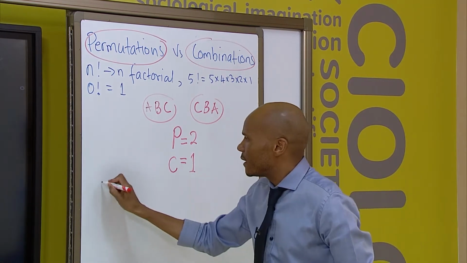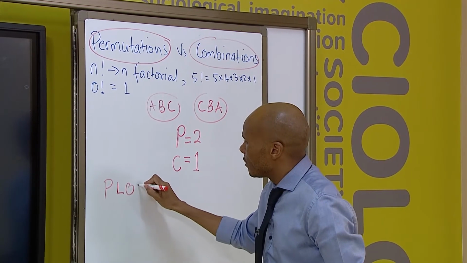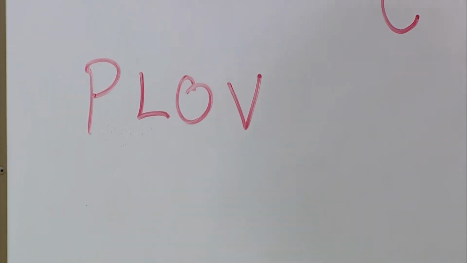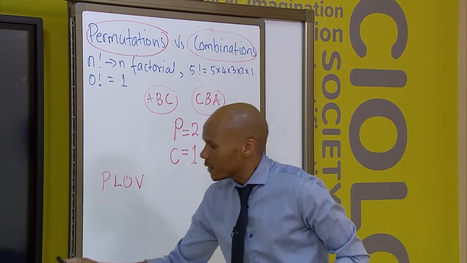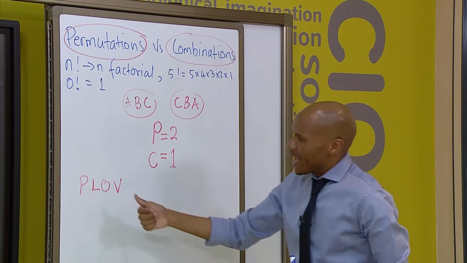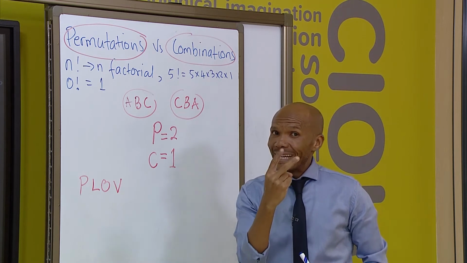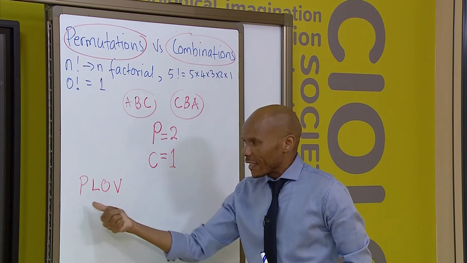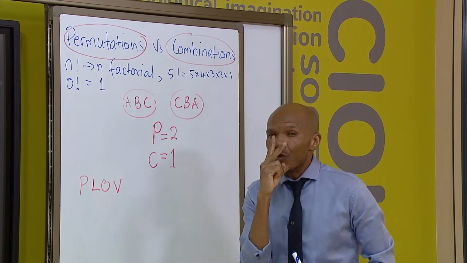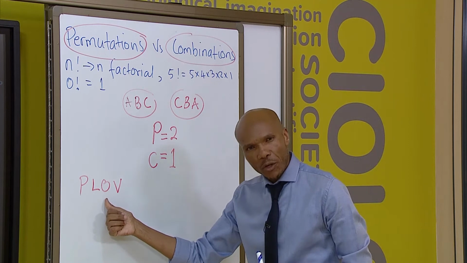Let's take, for instance, PLOV. We have 4 letters. And the question that I want to ask here is, how many 2-letter combinations can you create from PLOV? Let me ask this again. How many 2-letter combinations can you get from PLOV? And how many 2-letter arrangements can you get from PLOV?